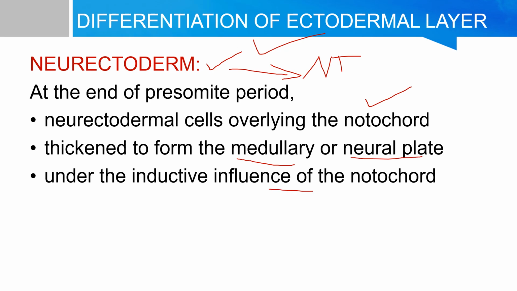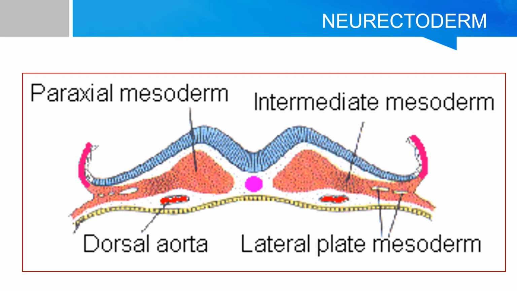Under the influence of the notochord, as we have already seen in the previous class, the primitive streak is the primary organizer and the notochord is the secondary organizer. So this notochord induces the development of the neural tube. Under this influence, the ectoderm differentiates into neurectoderm. So this is the formation of the neural tube.